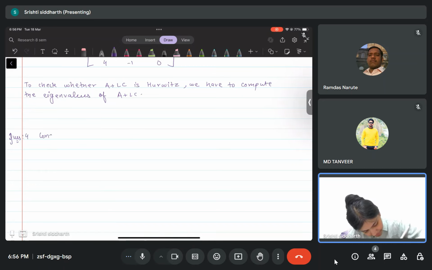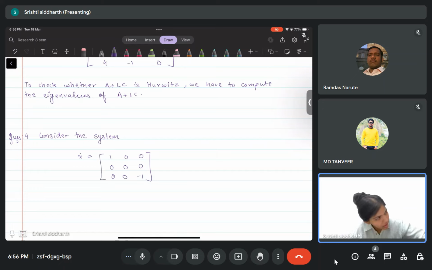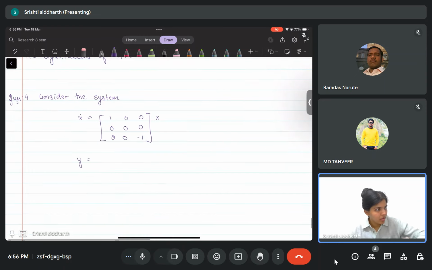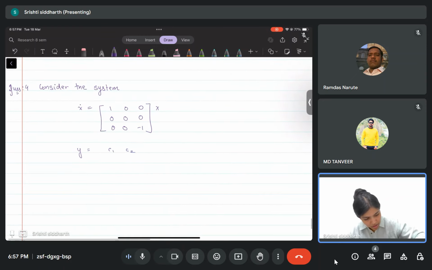Consider the system x dot equals 1, 0, 0 times x. We don't need the B vectors, since we're talking about detectability. And then we have y equals C1, C2, C3 times x. C1, C2, C3 are unknown scalars.